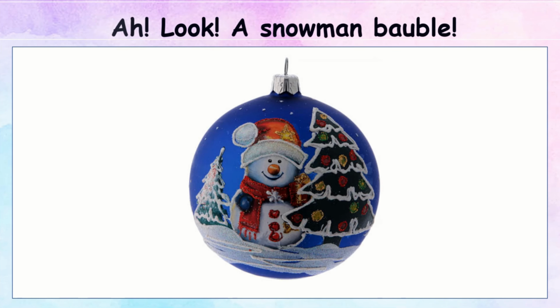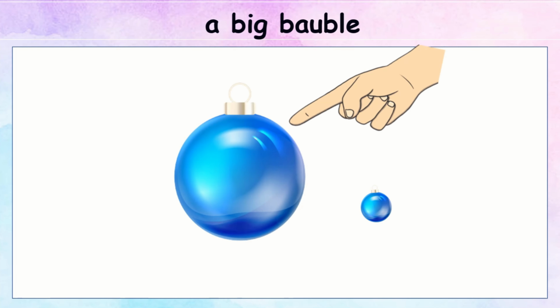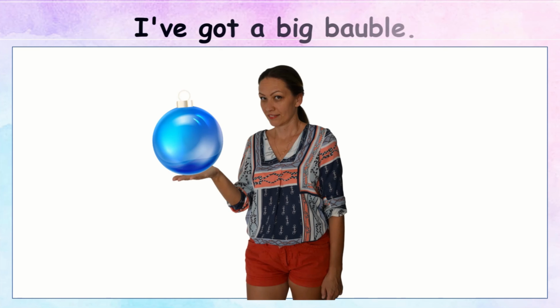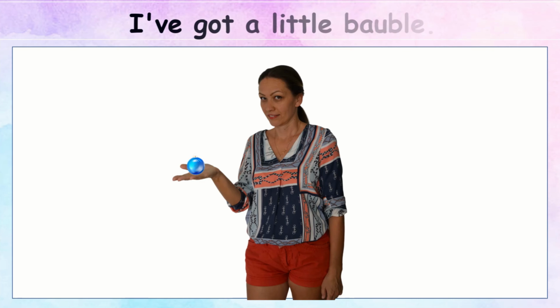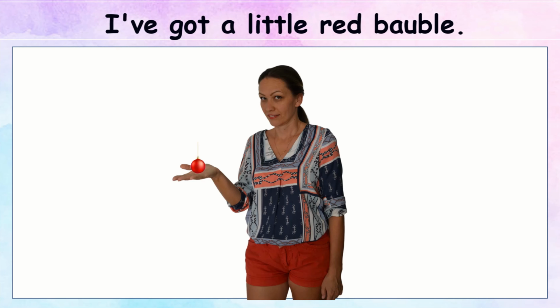Look, a snowman bauble. Look, a snowflake bauble. A big bauble. A little bauble. I've got a big bauble. I've got a little bauble. I've got a big red bauble. I've got a little red bauble.